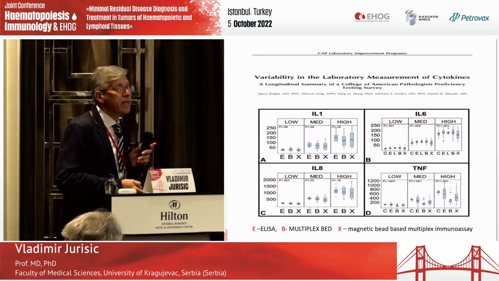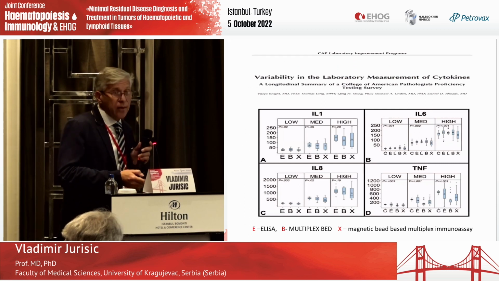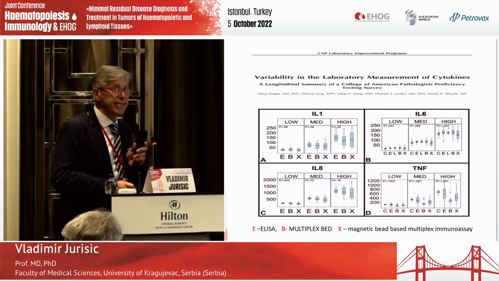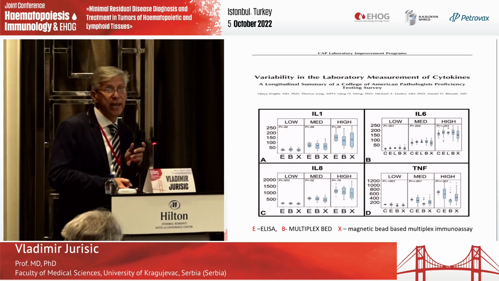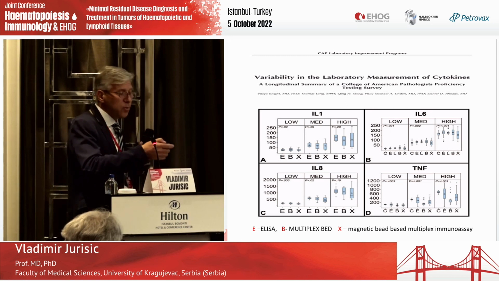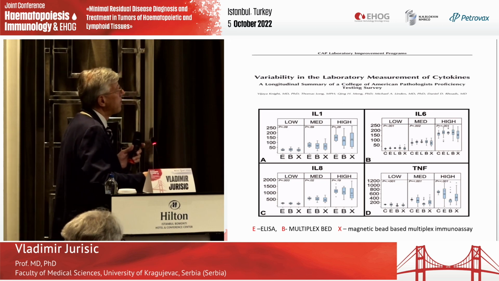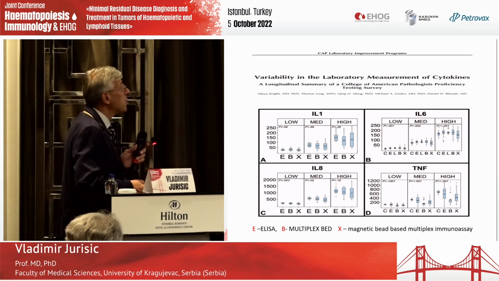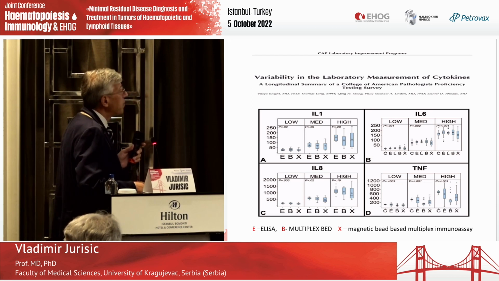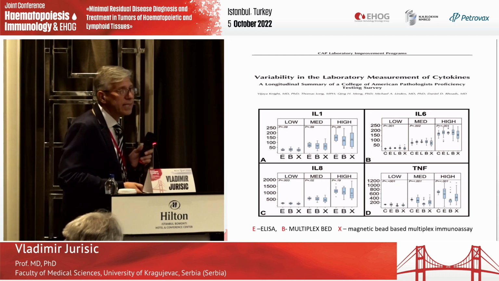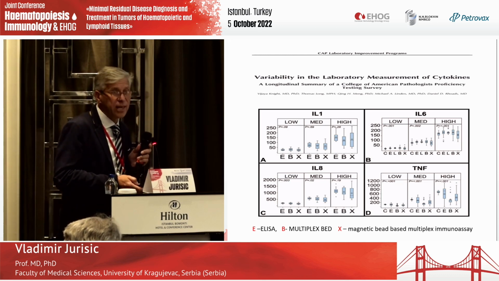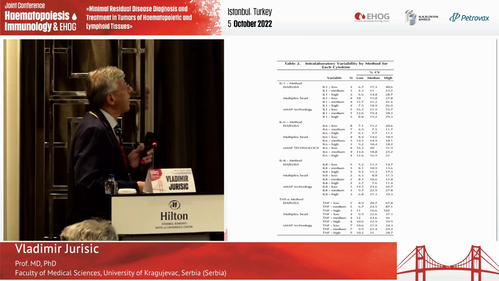This is a very interesting slide: when we compare different assays, we have no absolute correlation. One assay reports, for example, one value, another assay different values, but the trend is similar. So this is ELISA, multiplex bead assay, and magnetic bead-based multiplex immunoassay, but we need to select specific assays for specific data.